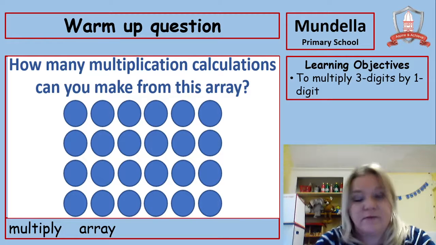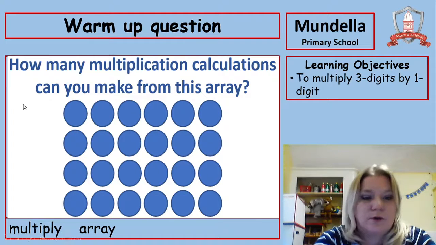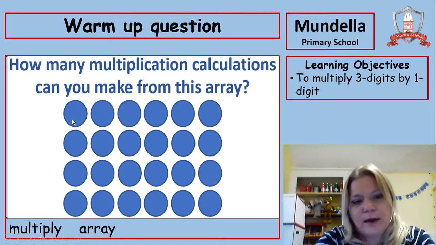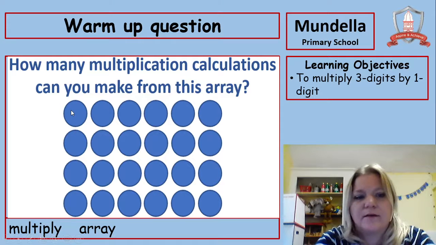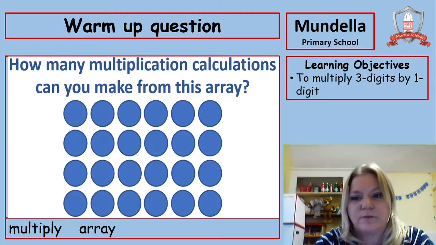Equals 24. You could do, there's a lot of 4 here, and there's 6 lots of 4. So another one is 6 times by 4 equals 24. See how many different arrays you can find. Pause the video and do that now.